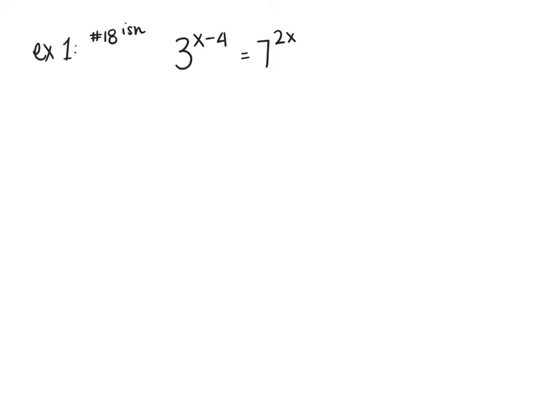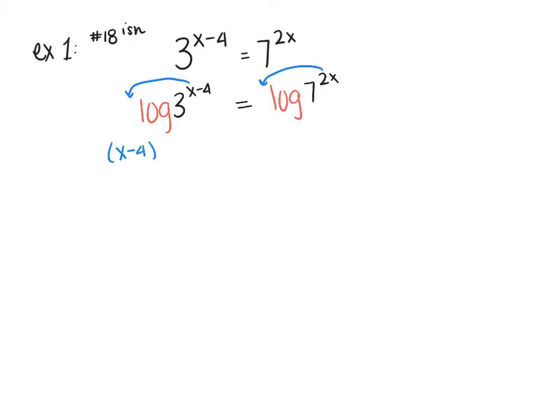Now remember we talked that you can either log or natural log. I always log. So I'm going to log the left, log the right. Now if you remember, we had a power property that said if you have an exponent, you can bring it down in front. So I can bring down the x minus 4. And then I can also bring down the 2x.